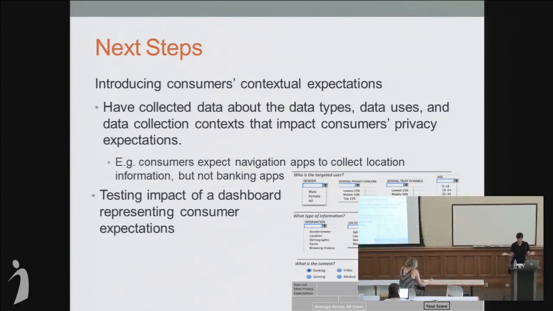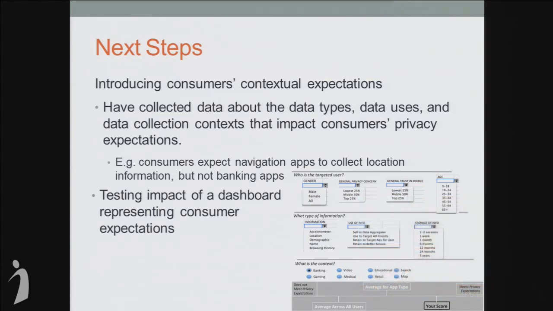For example, it turns out, and you will not be surprised, that consumers expect navigation apps to collect their location information. They do not expect their banking app to collect location information. So we're going to test the impact of a dashboard for developers that represents those consumer expectations. This is a very ugly example of what such a dashboard might look like. Our first step is to hire a really good designer to help us implement a nice dashboard for developers.